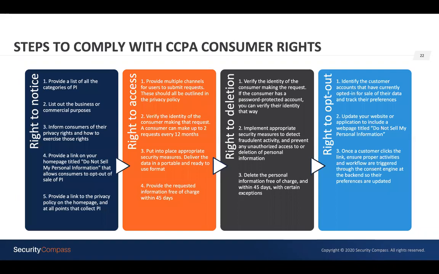Now let's visit each of the consumer privacy rights in a bit more detail, and we'll discuss the steps businesses should take to be CCPA compliant.